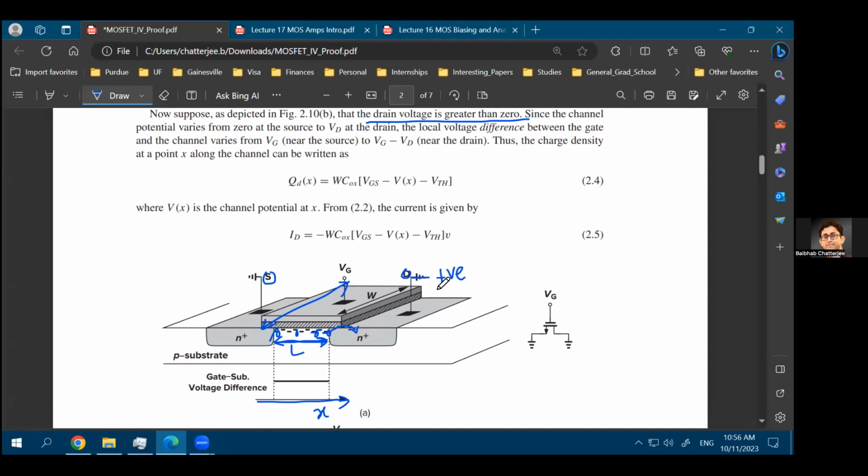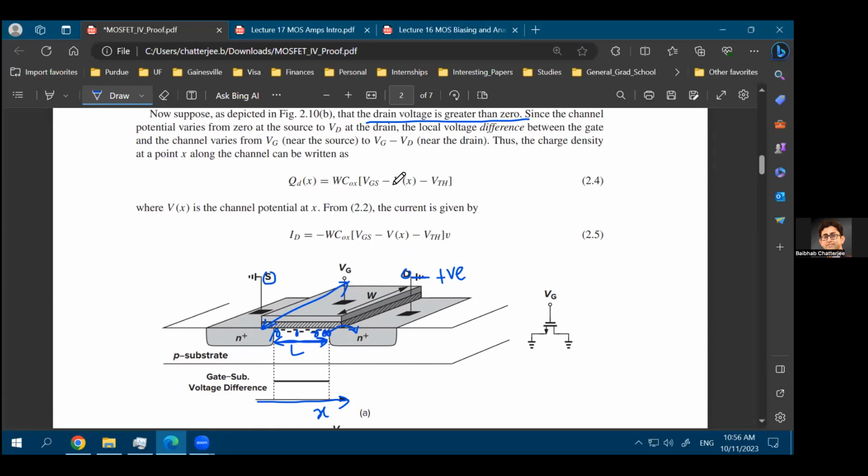This is a positive charge, and this is a positive voltage applied at the drain, and positive voltage applied at the drain means that you will attract the electrons in the channel toward the drain. So if you have attracted the electrons toward the drain, the electrons cannot be present near the drain, right? They will not be present at this point.